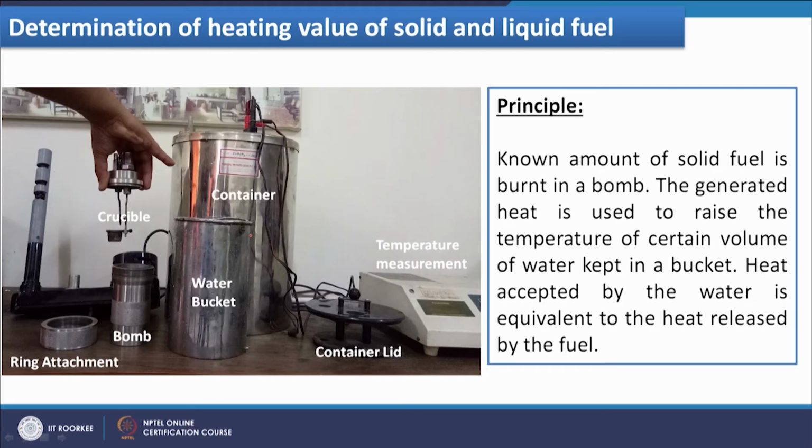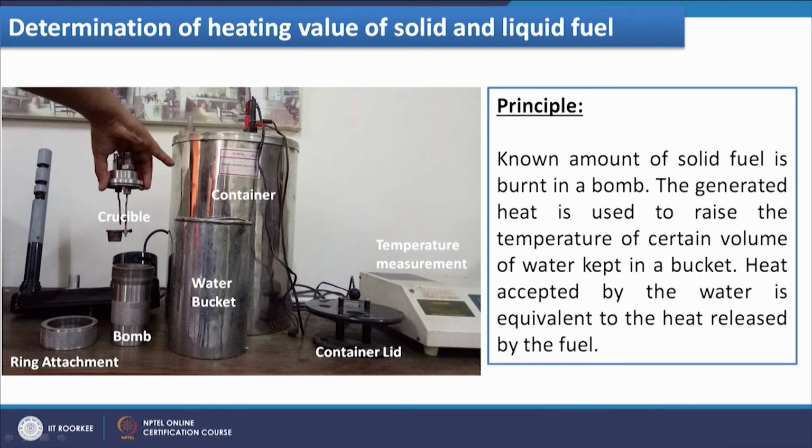So, the amount of heat which we are able to recover is the total heat, or the high heating value, that we get through this instrument. This is the photograph of the bomb calorimeter. Here in the crucible, the weighed amount of material is put. It is around 1 gram.